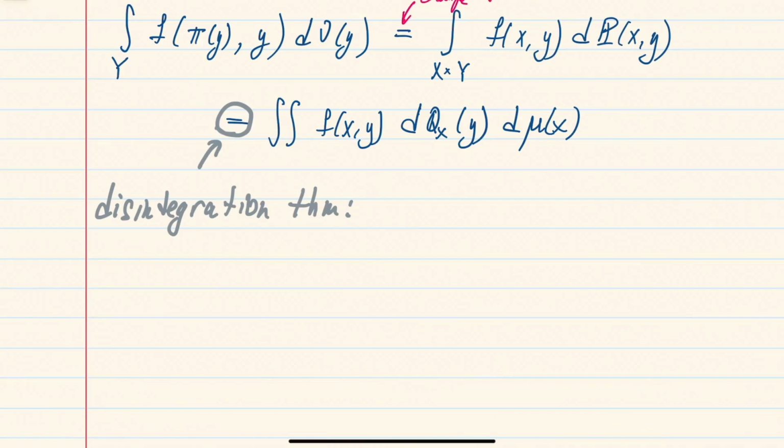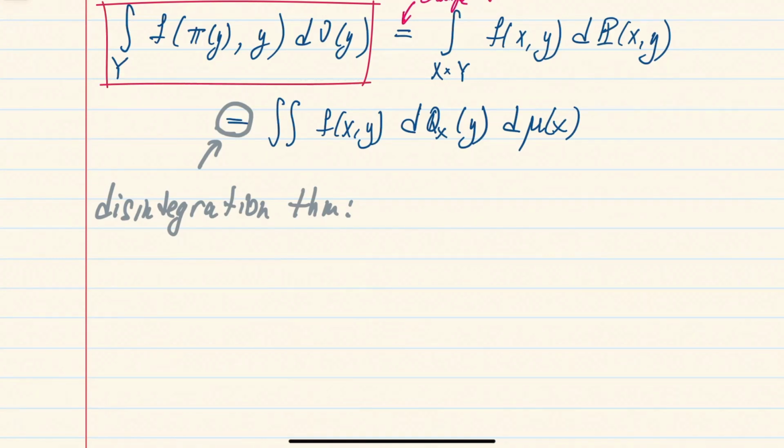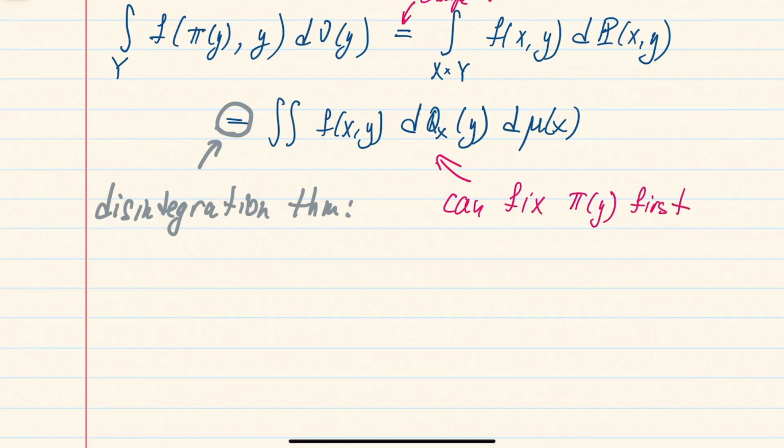And the meaning of this theorem is that when you start with an integral on this space y on the left-hand side, and you want to fix this function pi first, you can do this, and there will be some measure that depends on x, so that you can integrate with respect to that measure on the second coordinate y. So you can fix this pi of y first and integrate with respect to the second coordinate.